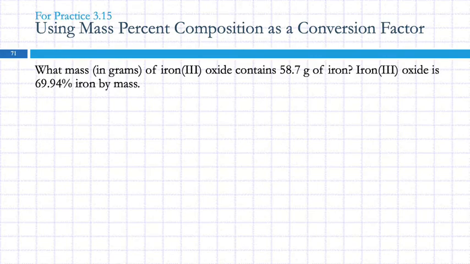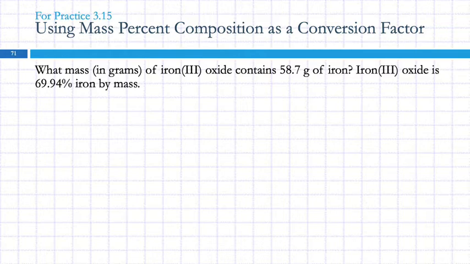What mass in grams of iron(III) oxide contains 58.7 grams of iron? Iron(III) oxide is 69.94% iron by mass. Now, we could do this using molar mass, but they gave us the mass percent. And then, the title, using mass percent composition as a conversion factor, suggests that maybe we should do it like that. So, this is a conversion factor problem, dimensional analysis.